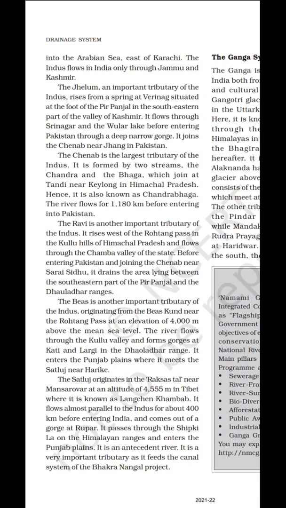The Satluj originates in the Rakas Tal near Manasarovar at an altitude of 4,555 meters in Tibet, where it is known as Langchen Khambab. It flows almost parallel to the Indus for about 400 kilometers before entering India and comes out of a gorge at Ropar. It passes through the Shipki La on the Himalayan ranges and enters the Punjab plains. It is an antecedent river. It is a very important tributary as it feeds the canal system of the Bhakra Nangal project.